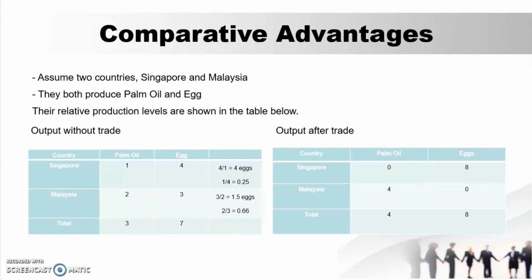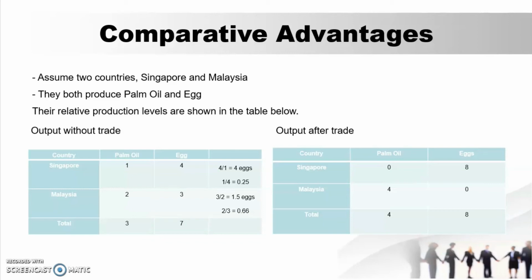Let's take a look at the example of comparative advantage. Assume two countries, Singapore and Malaysia. They both produce palm oil and eggs. Their relative production levels are shown in the table below. For Singapore, to produce 1 unit of palm oil, it has an opportunity cost of 4 eggs. However, for Malaysia, to produce 1 unit of palm oil, it has an opportunity cost of 1.5 eggs. Therefore, Malaysia has a comparative advantage in producing palm oil because it has a lower opportunity cost.